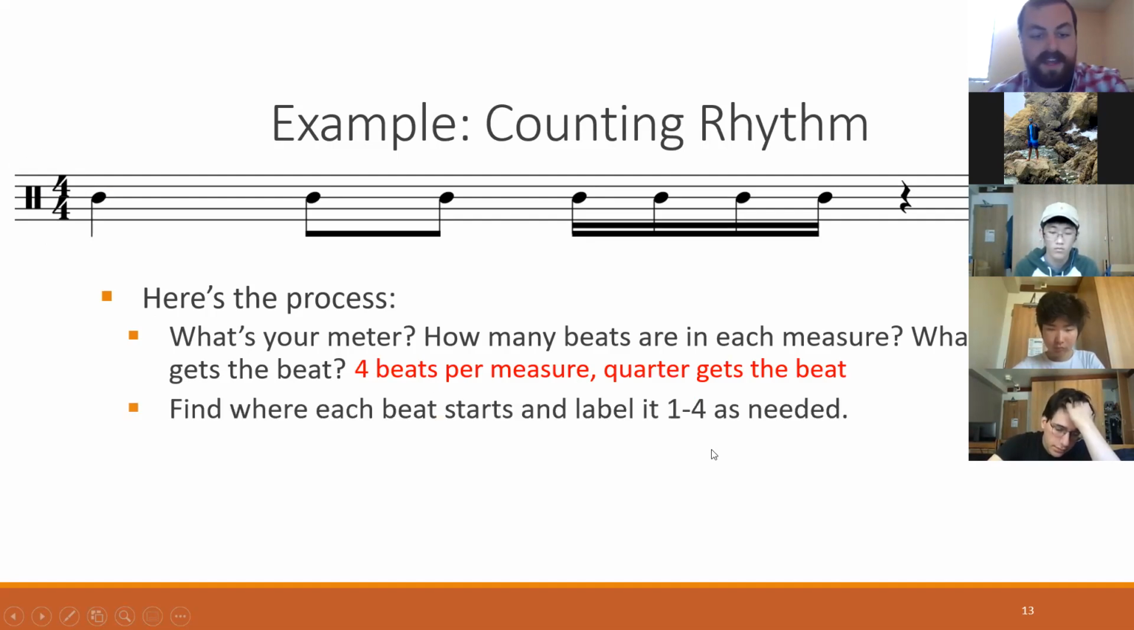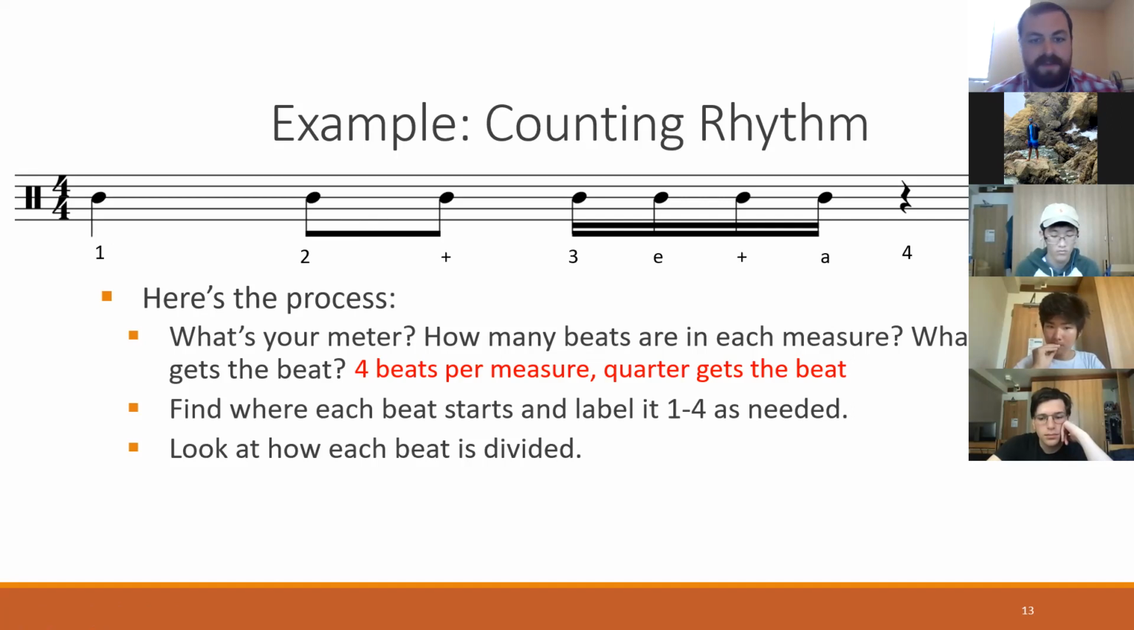Now, find out where each beat starts and label it 1 to 4 as needed. Sometimes this is harder than others. Some rhythms are more complicated than others. And as we learned yesterday, ties can complicate things because ties can connect over beats or over measures. But in this case, we can see because of our beams and because of our rests, it's pretty easy to find 1, 2, 3, 4 groups. So we can label them 1 through 4 like that.